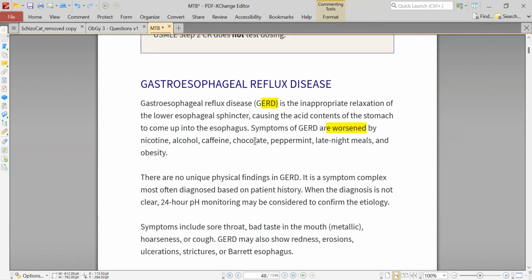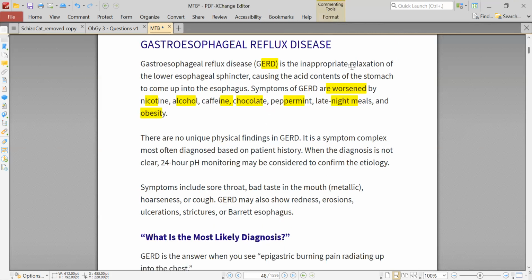These are going to get worse with this. Nicotine, alcohol, caffeine, chocolate, peppermint, late night meals, obesity. So these are going to make it worse. There's no unique physical finding of GERD.